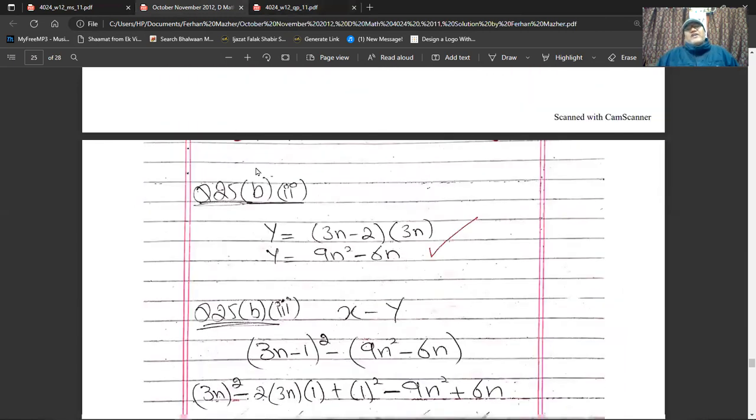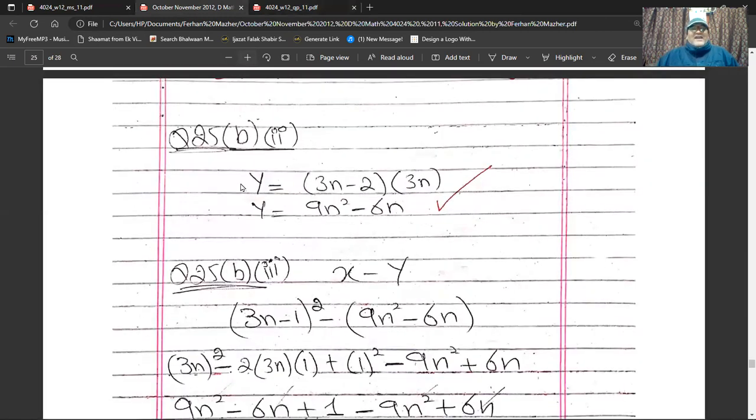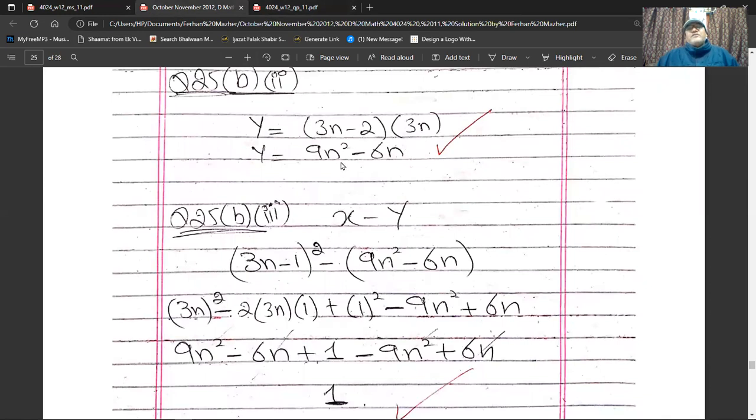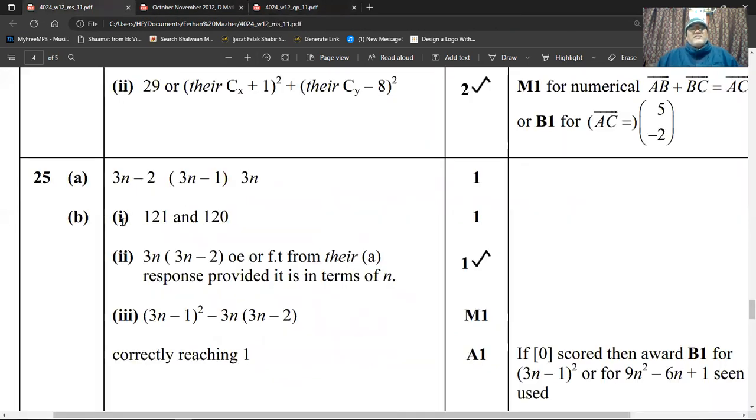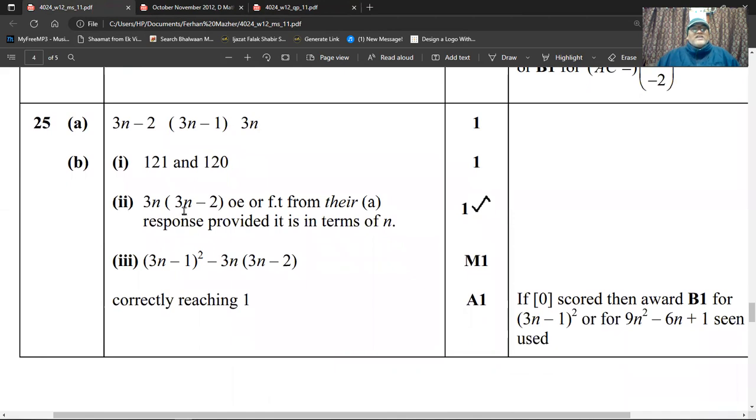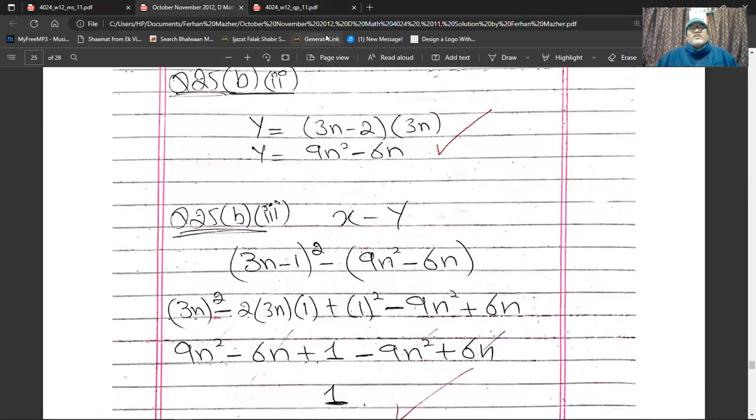So you have to multiply. So the y will be 3n minus 2 into 3n, which will be 3n square minus 6n. So that's right, 3n into 3n minus 2. Okay, so our answer is right.